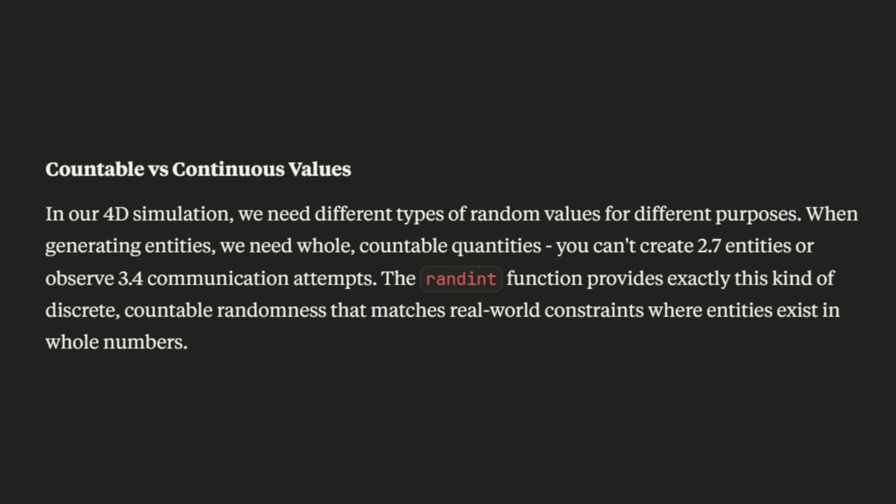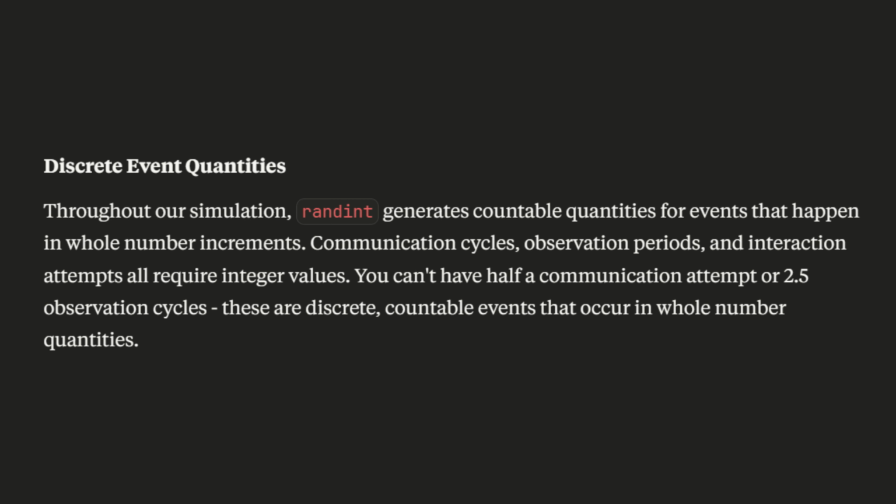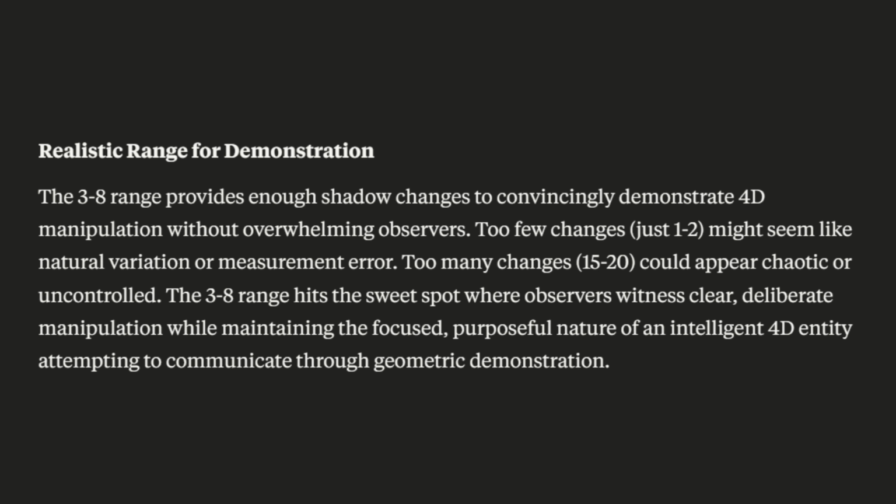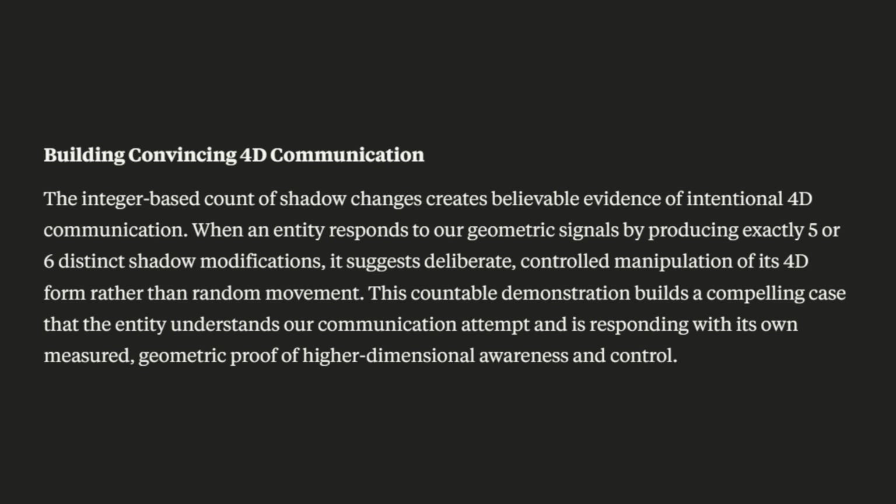When a 4D entity demonstrates geometric communication, it might produce 3 shadow changes, or 5, or 8, varying amounts that reflect different entity capabilities or interaction intensities. The range 3 to 8 represents reasonable variation, enough shadow changes to demonstrate 4D geometry manipulation, but not so many that it becomes overwhelming or unrealistic.